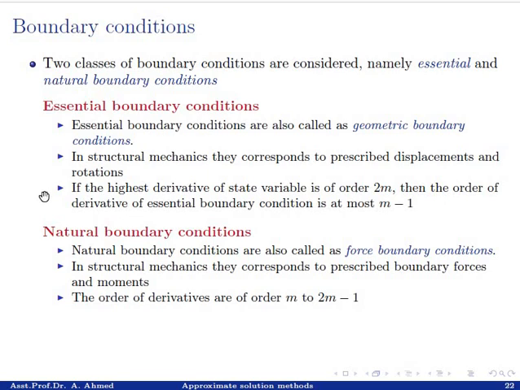And from the mathematical point of view, if the highest derivative of the state variable is of order 2m, then the order of derivative of the essential boundary condition is at most m minus 1. What are natural boundary conditions? Natural boundary conditions are also called force boundary conditions. In structural mechanics, they correspond to prescribed boundary forces, distributed loads, and moments, and the order of derivatives for the natural boundary condition is from m to 2m minus 1.